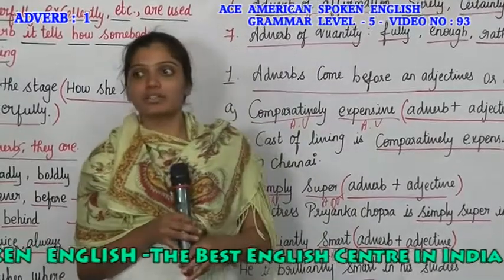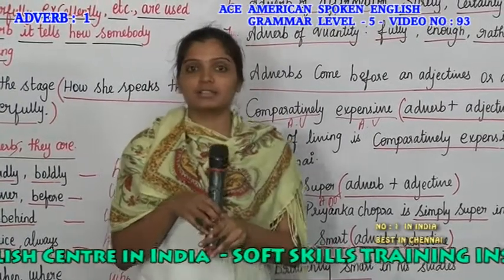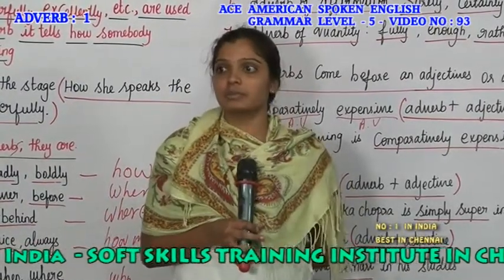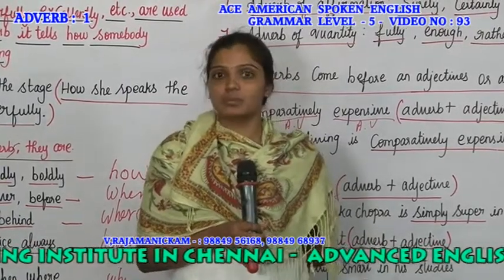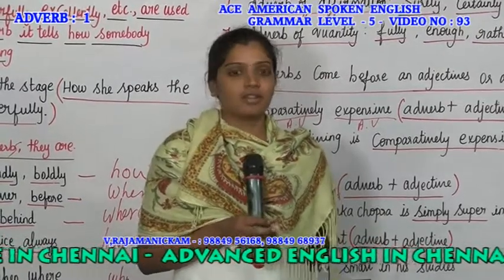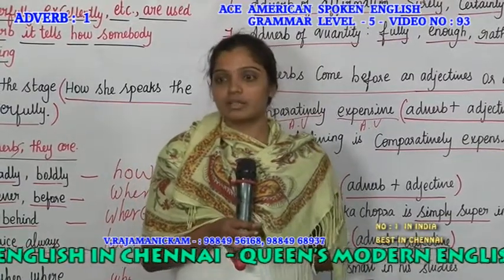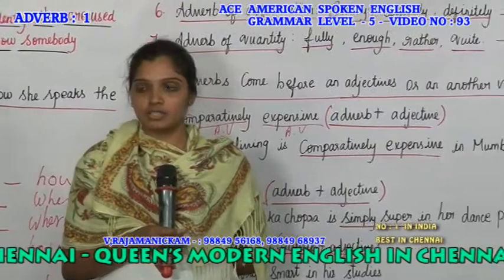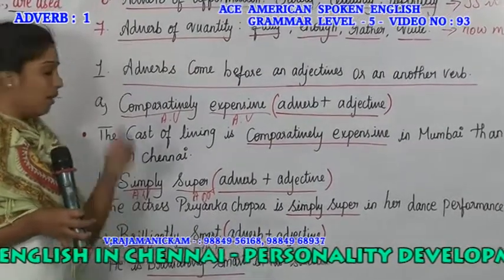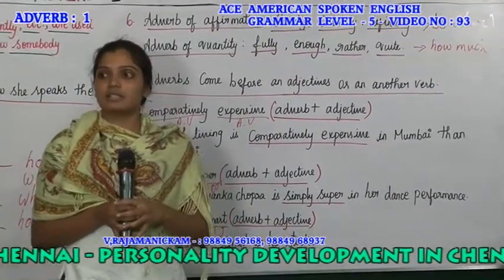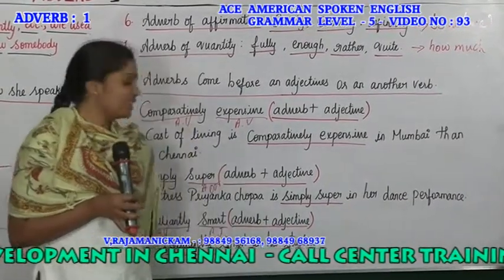Now we are going to speak about the difference between adverbs and adjectives. Adverb means it always qualifies the verb. Adjective means it qualifies the noun. Always the adverb comes before the adjective. If we want to make a sentence meaningful, we should use both adverbs and adjectives. Adverbs end with ly. Adjectives end with ive.